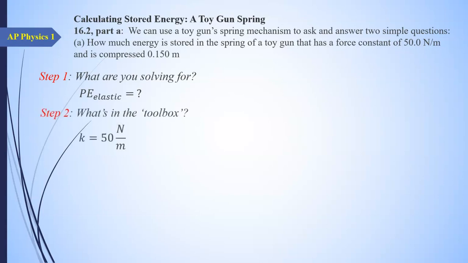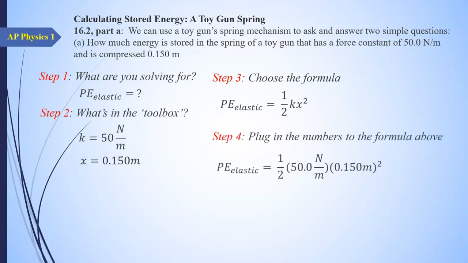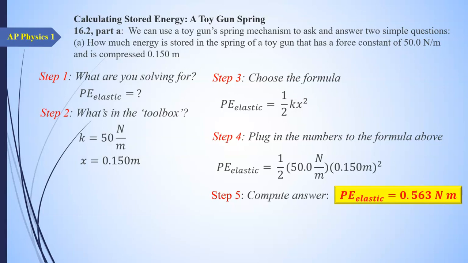Okay, what's in the toolbox? We know the spring constant. We know the displacement, and so the potential energy for a spring is given by 1/2 spring constant times displacement squared. So this is a pretty easy problem. You plug in the numbers and calculate, and you get 0.563 Newton meters, which is also another way of saying a joule. A joule is a Newton meter.